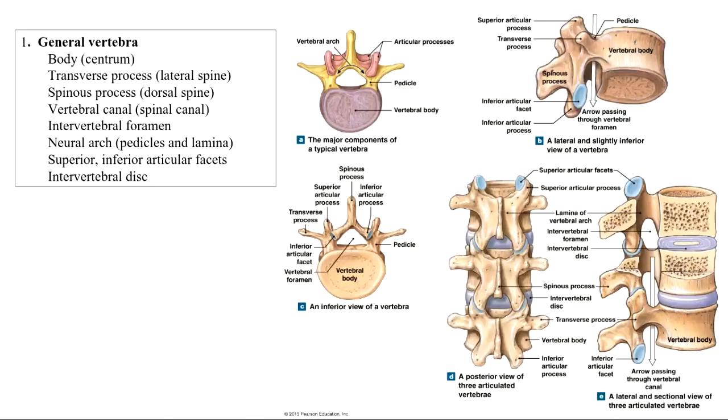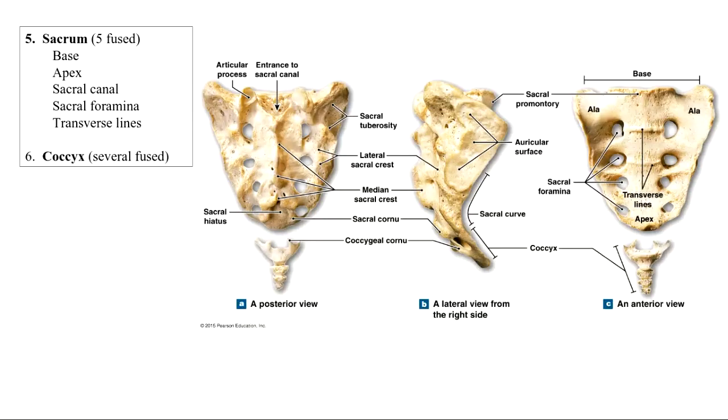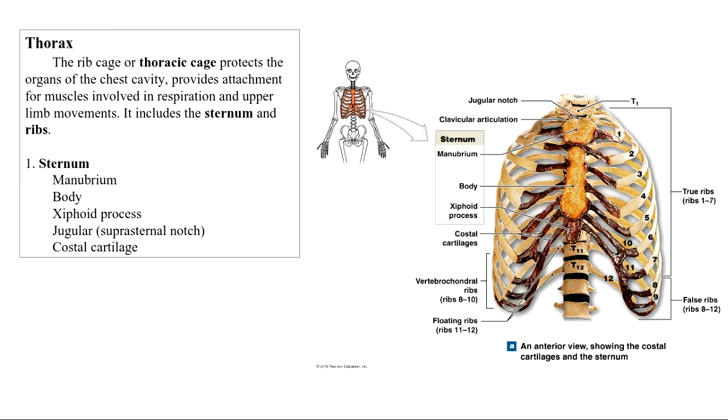But really, most of the features that we want to talk about are the things that we typically see on the general vertebrae, which, again, you can see on a lot of these different structures. So that should cover those. All right, sacrum should be pretty straightforward. You have a base and an apex, etc. Coccyx, pretty straightforward. You should have no problem identifying those.